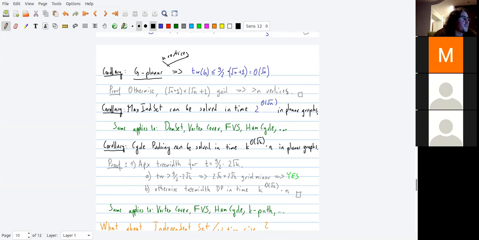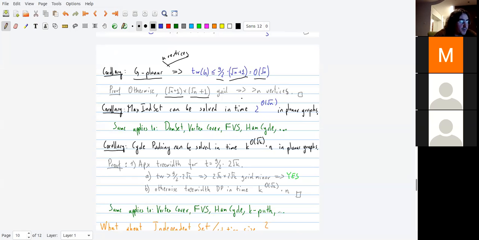Why? Because if it was larger than 9/2 times square root n plus 1, then by grid minor theorem, we would see a square root n plus 1 times square root n plus 1 grid, which means that I have more than n vertices in my graph, but I assume that there are n vertices in my graph. So just by counting the number of vertices, I could not squeeze a larger grid there. So the tree-width of an n-vertex graph is order of square root n.